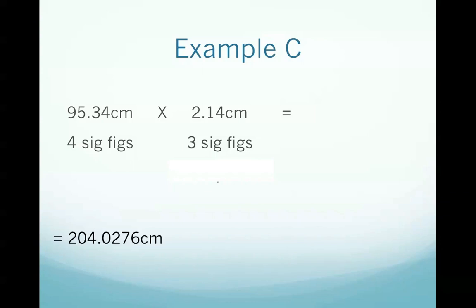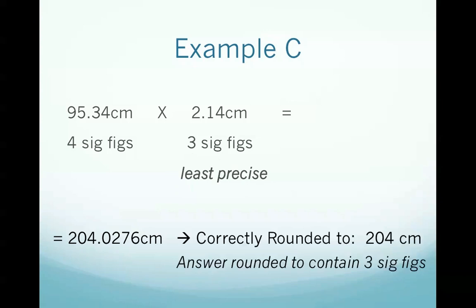Okay, when I plug this into my calculator, I get this amount of centimeters. Remember, I'm multiplying, so I'm concerned with the least precise amount of sig figs. If my least precise one has 3, my answer can only have 3. So I'm going to round to 204 centimeters, which contains only 3 sig figs.